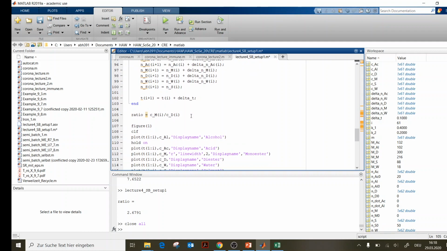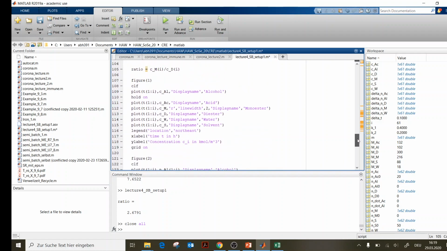Then I asked you in the worksheet what is the ratio of monoester to diester. This means at the end of the reaction. And here I put it when the loop is over, then this concentration will be calculated. And since I put here not a semicolon, you will get the result in your shell here.